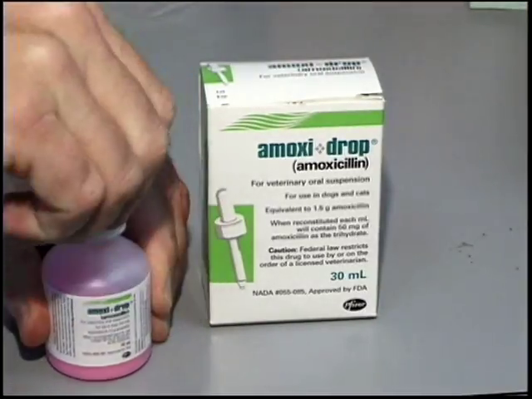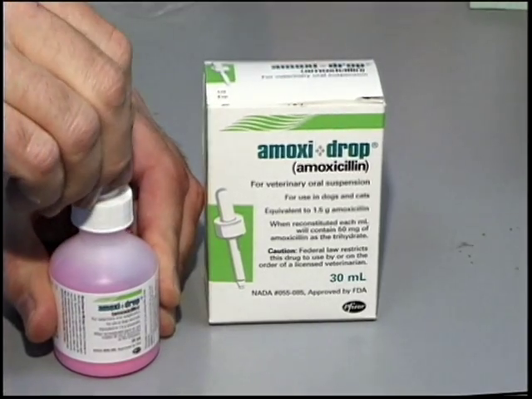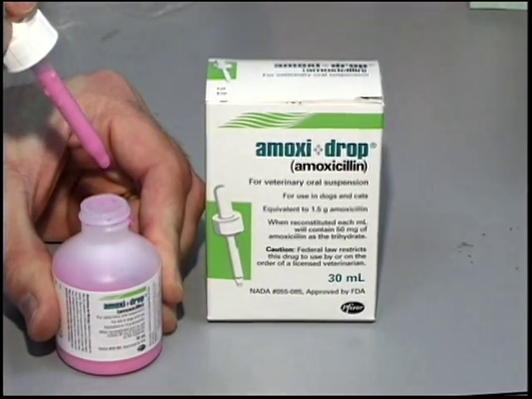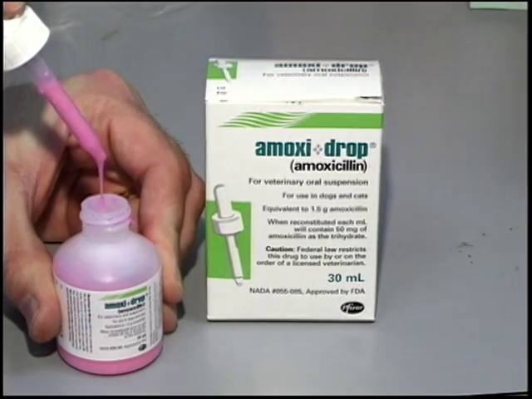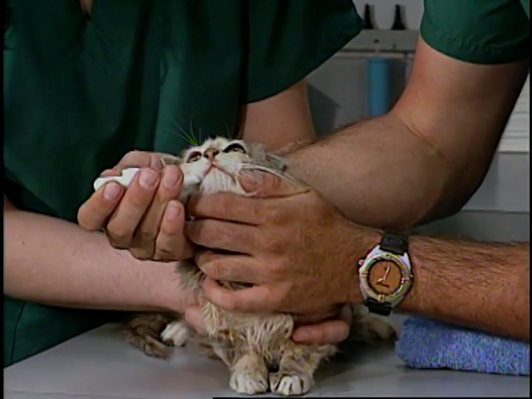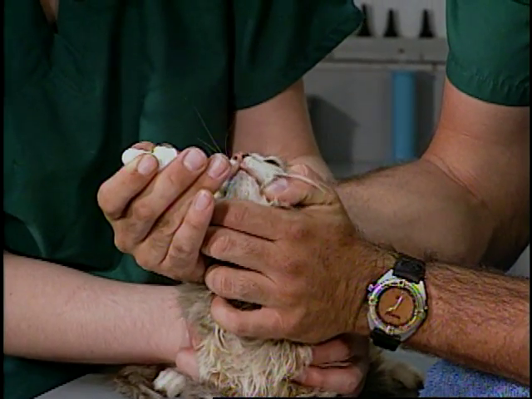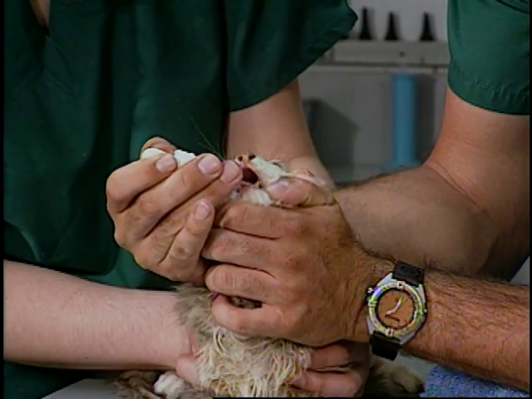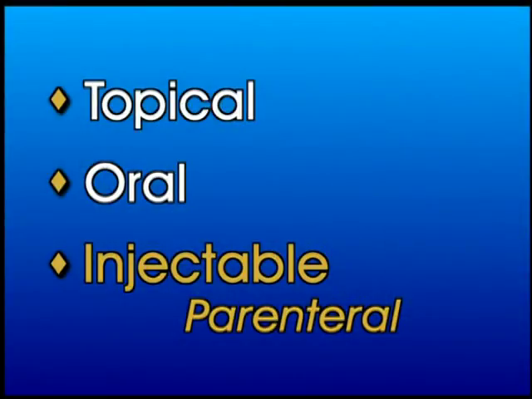Giving a liquid preparation is best handled by using either an eyedropper or dispensing syringe. The eyedropper is gently inserted into the side of the mouth and squirted in while the head is aimed slightly upward. Once again, we can stimulate the swallowing reflex by rubbing the throat or blowing on the nose.